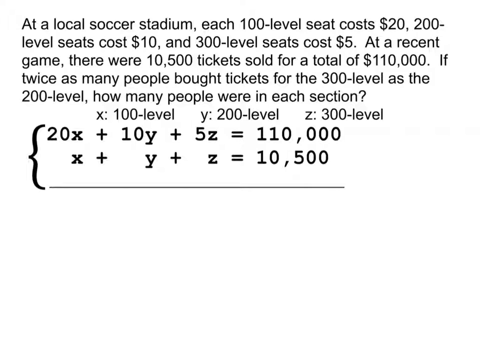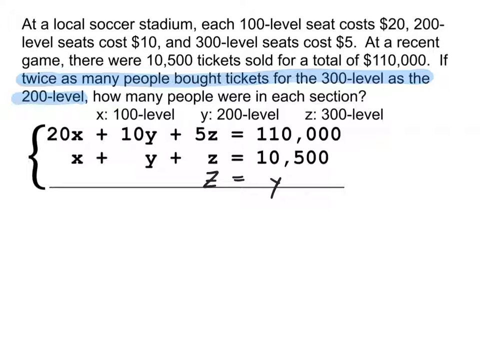So for this last equation, I'm going to have to go up and make use of the fact that we are told that there are twice as many people that bought tickets for the 300 level as for the 200 level. And statements like this tend to mess with us a little bit, because I know I'm going to have a z and a y, and I'm going to have to be multiplying something by 2. But we end up going round and round whether it's going to be 2z equals y or z equals 2y. And it really seems like it could go either way at first.